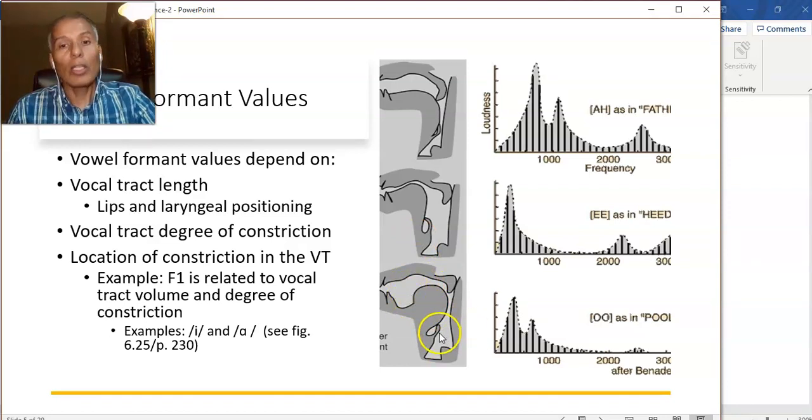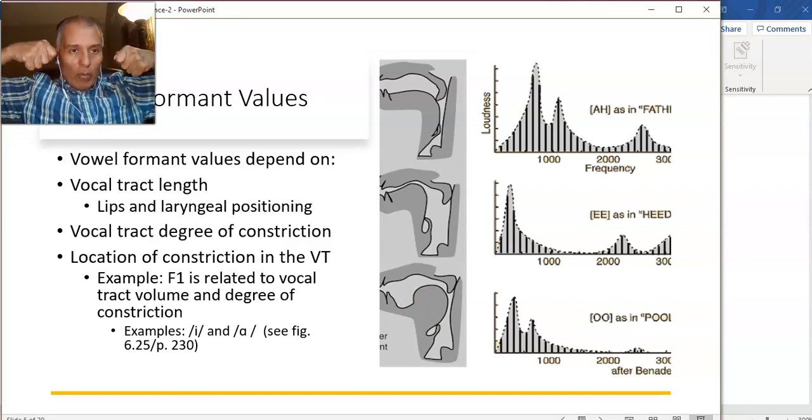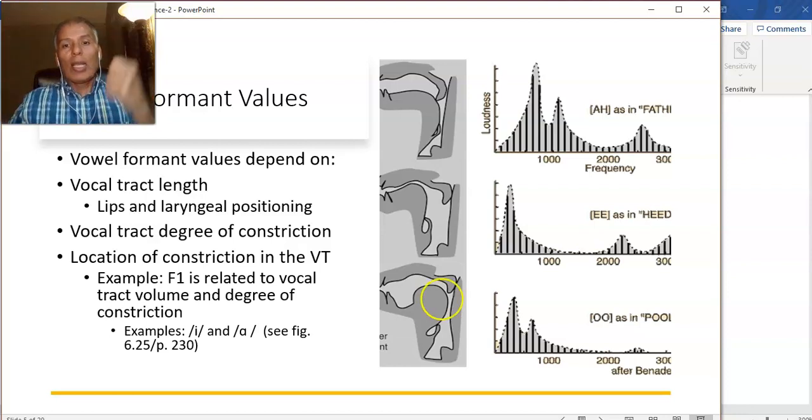So now look at the "oo." For the "oo," remember the styloglossus is going to pull the tongue back and up at once. And that is going to give you the "ooh" sound. So here, yes, two things interact.